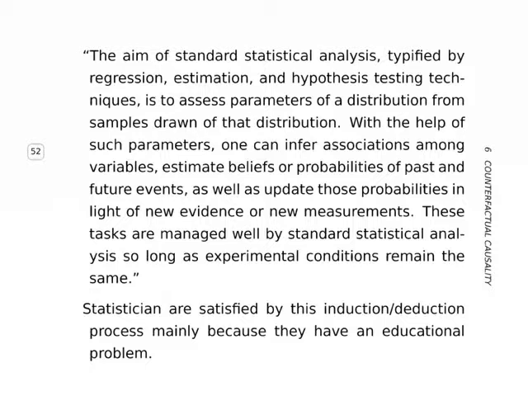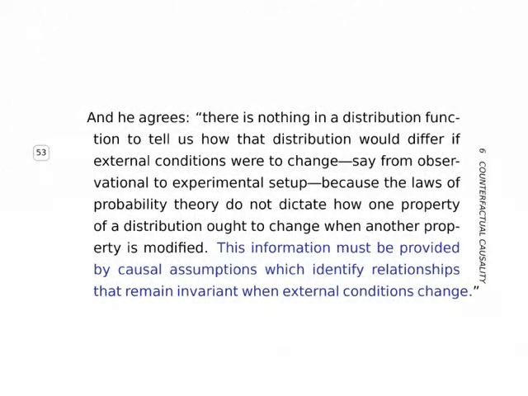And then he says something very strong. There is nothing, which I completely agree with. There is nothing in the distribution function to tell us how the distribution would differ if external conditions were to change, say from observational to experimental setup, because the laws of probability theory do not dictate how one property of a distribution ought to change when another property is modified. And then he adds, and here I'm not sure how he does it, this information must be provided by causal assumptions which identify relationships that remain invariant when external conditions change.